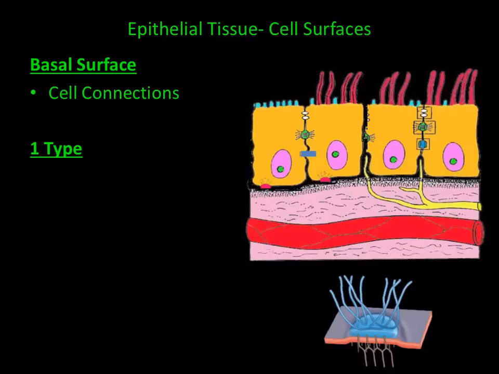The last cell surface is the basal surface, and the basal surface is the surface adjacent to connective tissue. The basal surface is anchored to connective tissue by a structure called the basement membrane, and one type of connector called a hemidesmosome. A hemidesmosome is similar in function to a desmosome. It allows the tissue to stretch.